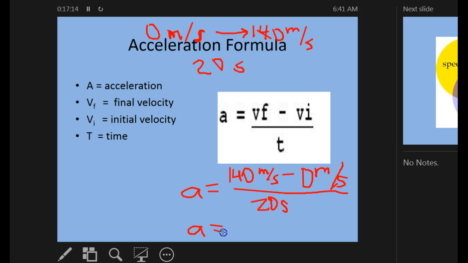So your acceleration would be 7 meters. Now, this second right here is under the fraction, and so is this one, so they can't cancel. So they come together to make seconds squared under the fraction. So that's where our unit for acceleration comes from. Acceleration in this case would be 7 meters per second squared. If you're slowing down, your acceleration will be negative. So let's say you went from 140 to 0. You had to stop. So then your acceleration would be negative.